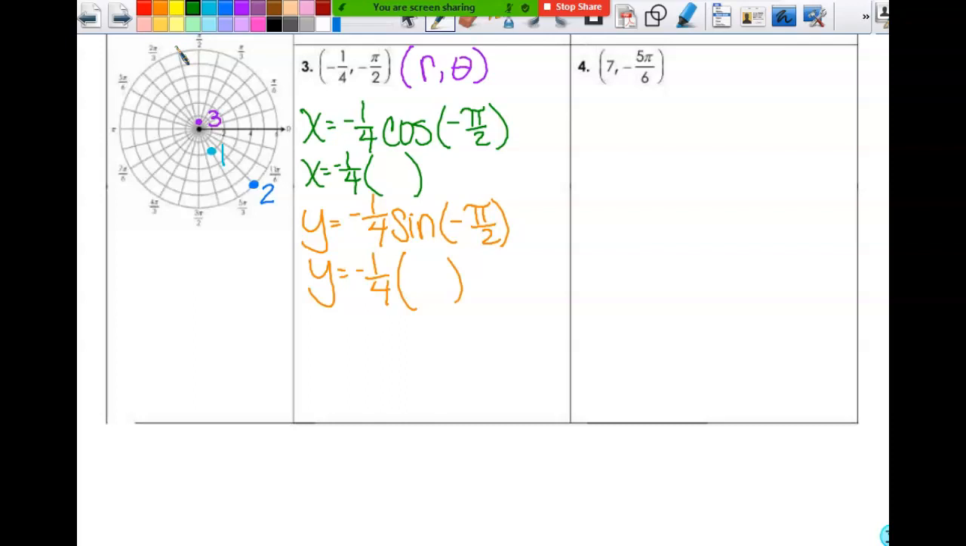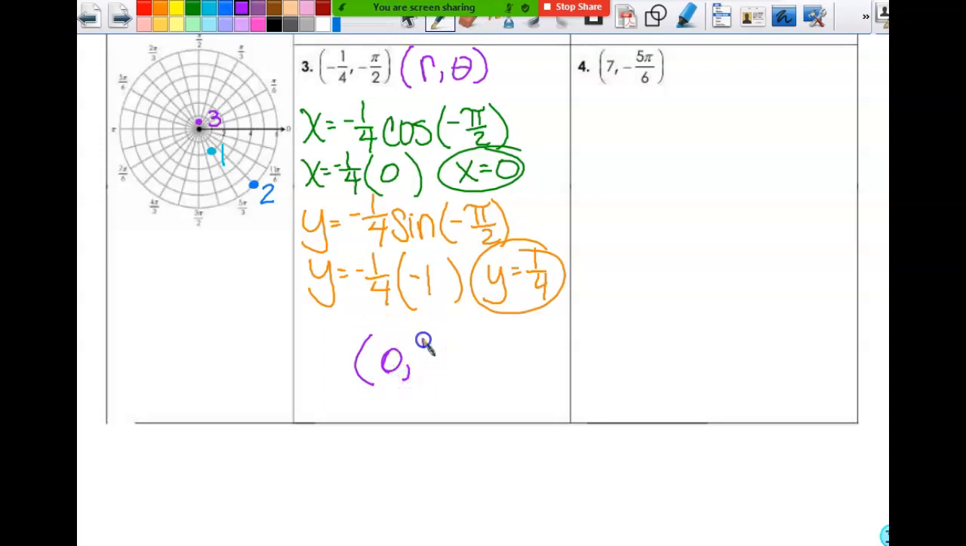What's the cosine of negative pi halves? 0. So negative 1/4 times 0, I get x equals 0. All right. What's the sine of negative pi halves? Negative 1. So this gives me y equals positive 1/4. So my ordered pair then is 0, 1/4.